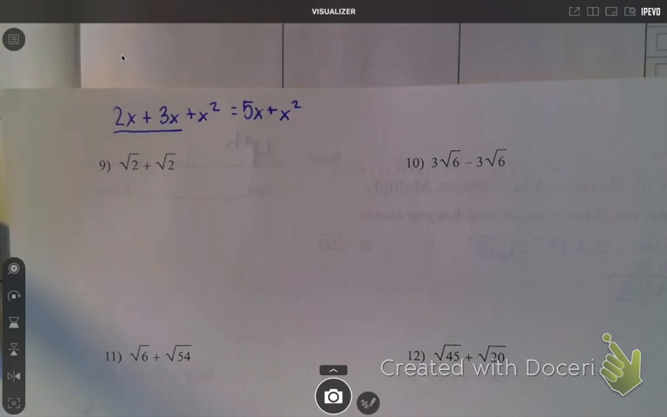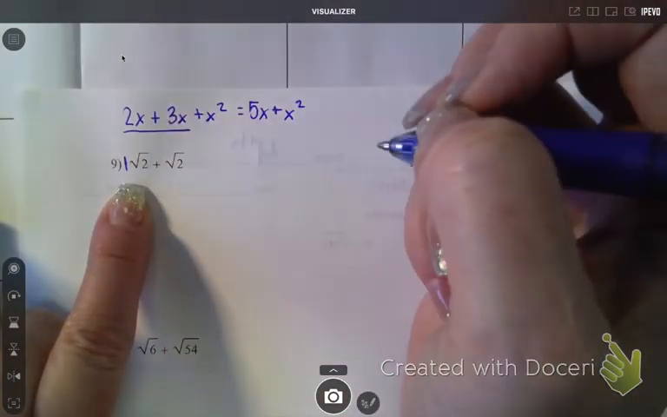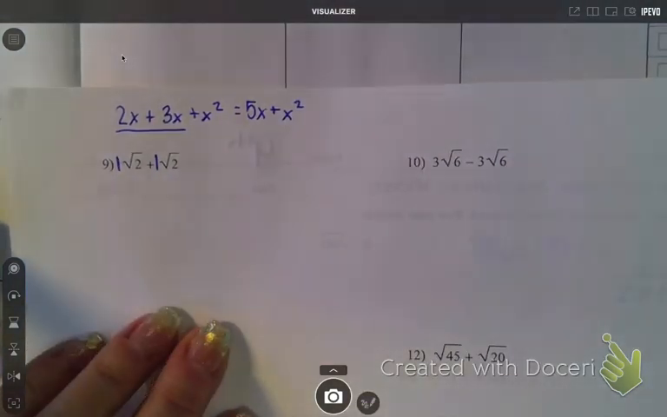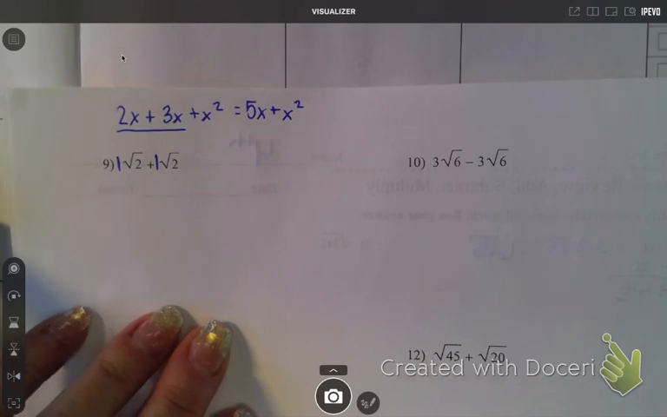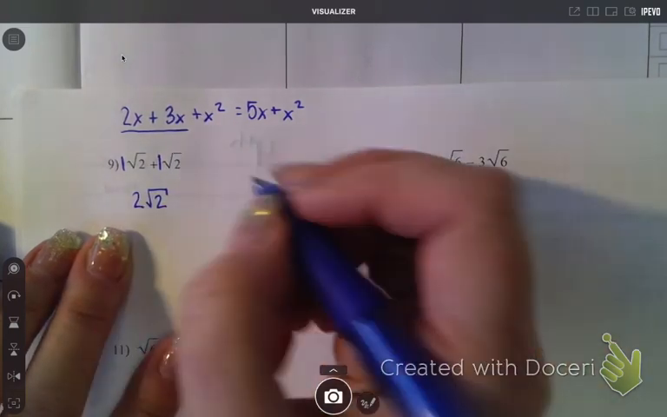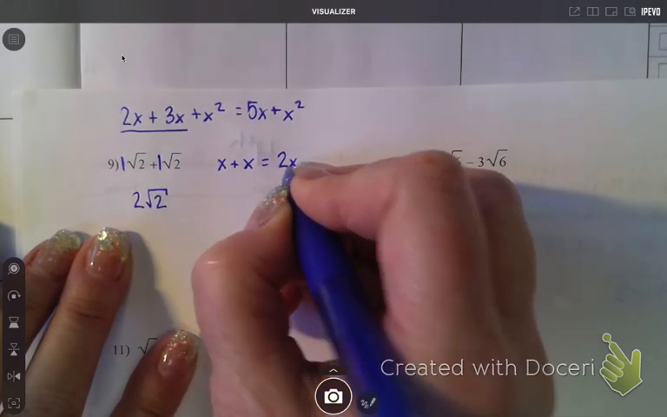So with radicals, the same thing applies. They have to be the same root. So if it's cube root, it has to be cube root. And the stuff inside is called the radicand. Nice word, right? Has to be exactly the same. So what I have on 9 is 1 square root of 2, and 1 square root of 2. So how many square roots of 2 do I have? 2. So I have 2 square roots of 2. Just like if I had x plus x, how many x's do I have? 2 x's.